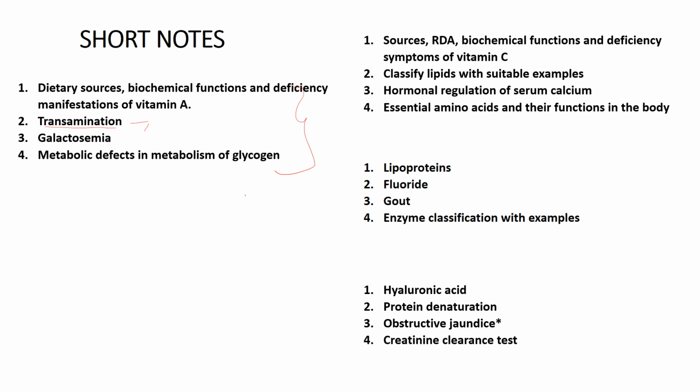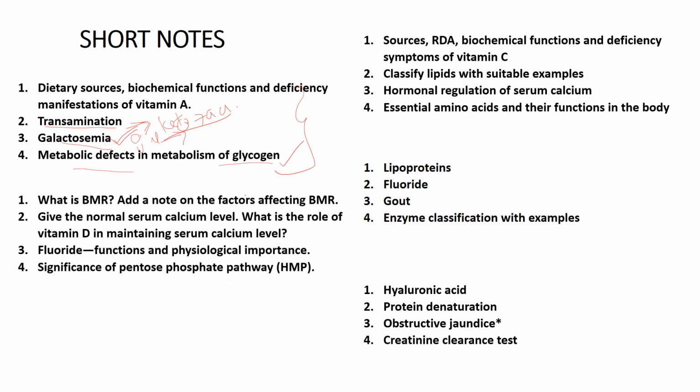Transamination is nothing but a set of reactions that carry a keto and amino group, a set of keto acids and a set of amino acids. Together this is called transamination. Galactosemia is nothing but increased galactose concentration in the blood. So this is called galactosemia. You have to write it as a metabolic disorder for this question. And then metabolic defects in the metabolism of glycogen. So this is also a repeated question.